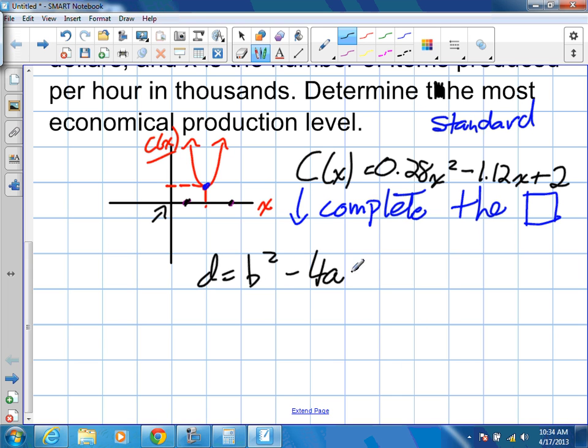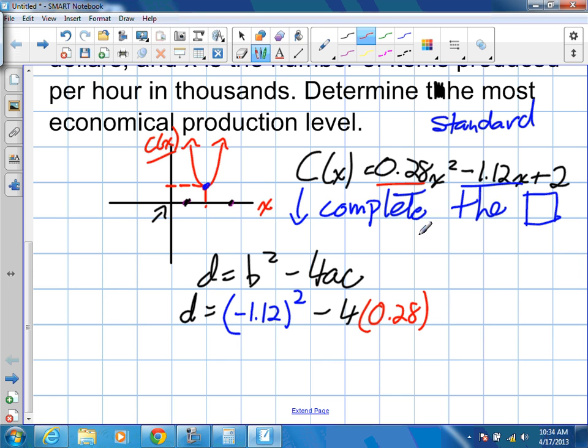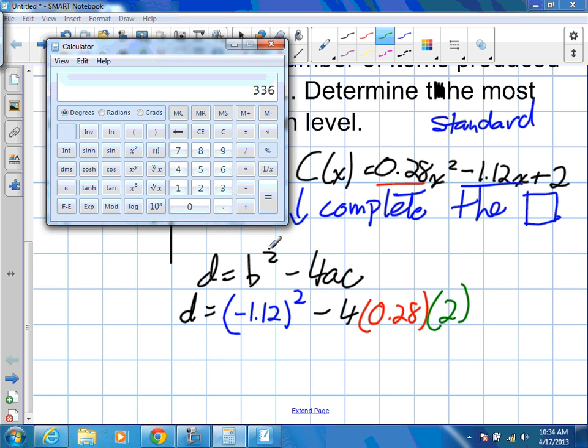What is our B? Negative 1.12. And we'll have to square that value. Is equal to minus 4. What's our A value? 0.28. And our C value? Who's right? Thank you. Let's get our calculator out here. Because it's a negative, we know it's going to be a positive answer, so I'm just going to type it in as a positive. Squared, 1.2544.